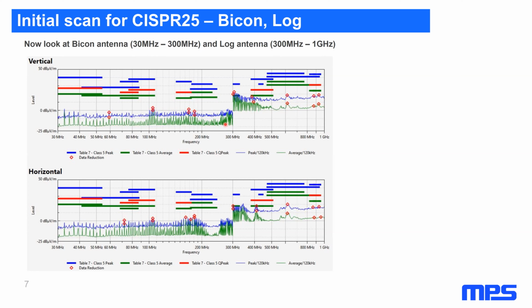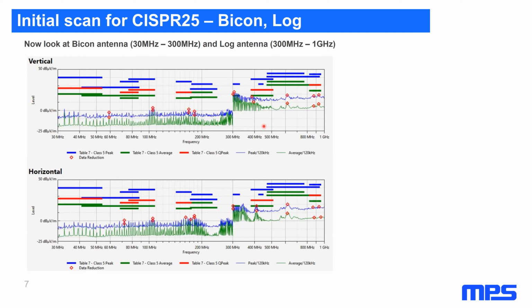At first glance, there looks like there's a lot of noise, but it's low level noise here at about 0 dB or less, from 30 megahertz up to about 300 megahertz. But then once I get to 300 megahertz, I'm getting pretty close to a limit line here.